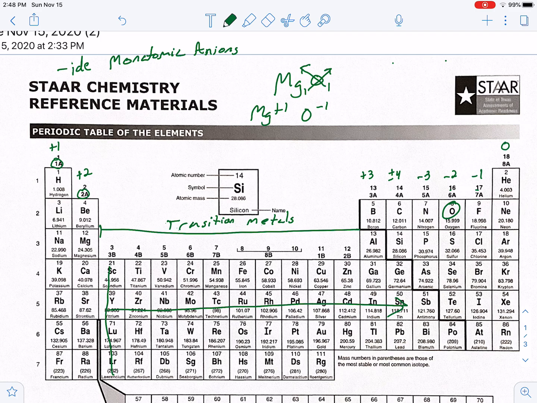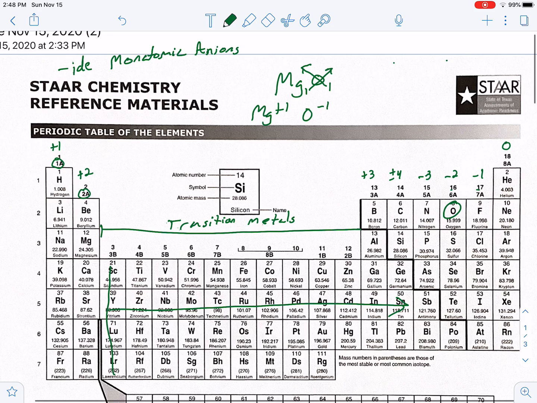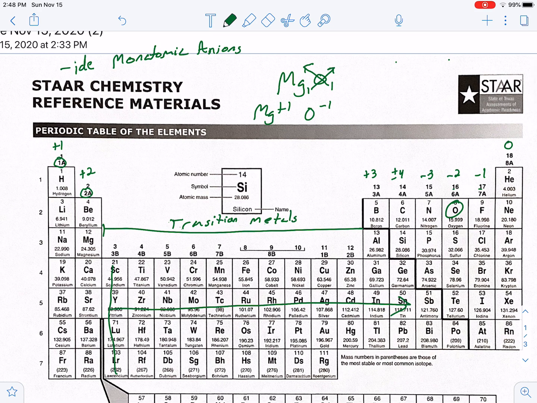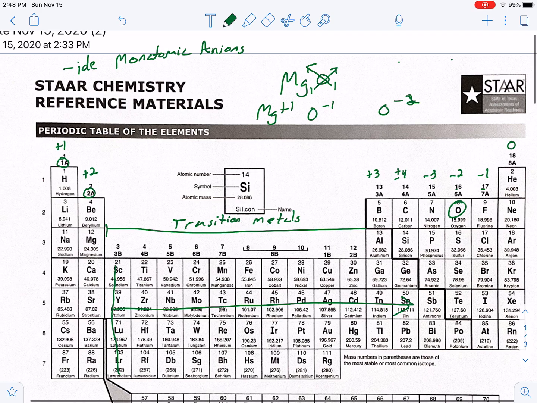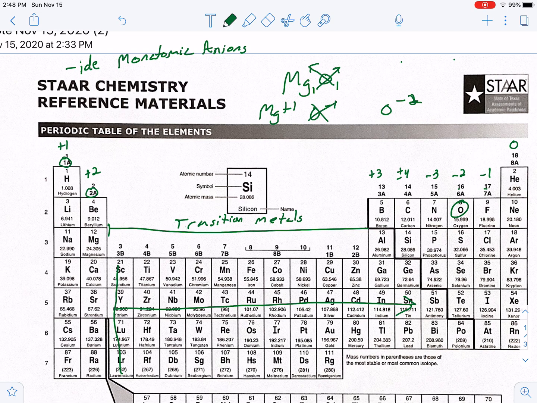Okay, so this is where you got to be careful. Oxygen has to be a -2. So O is -2. So that reverse crisscross method does not work here. Okay, and then you would look on your periodic table, and Mg is right here, and that would be a +2.